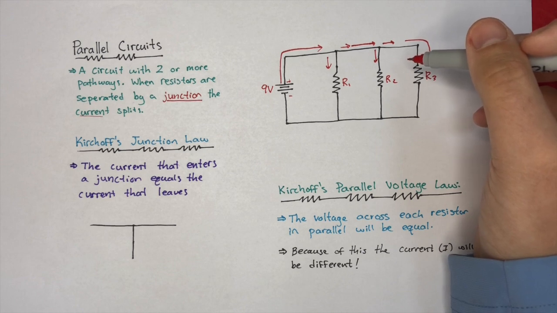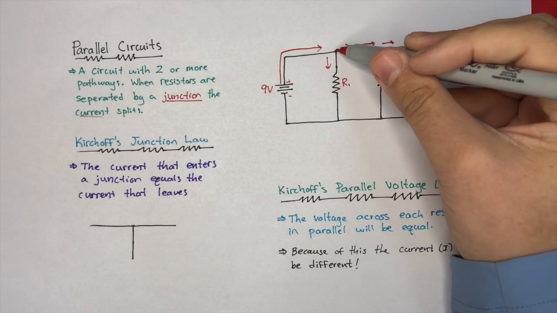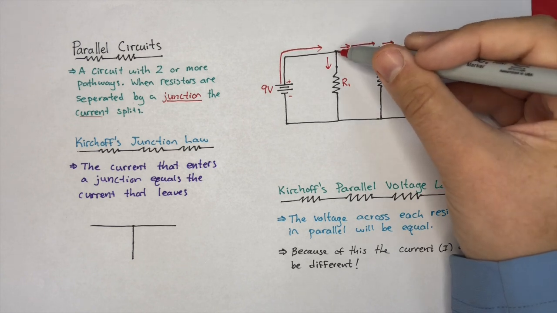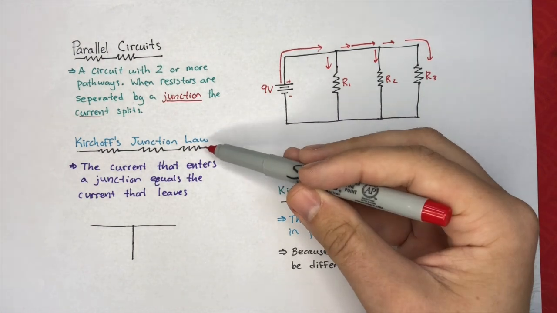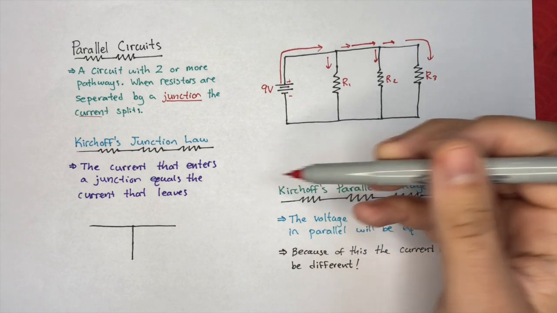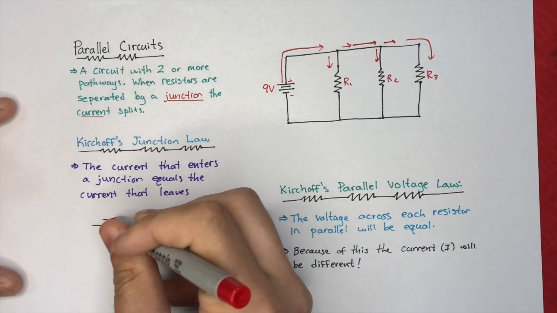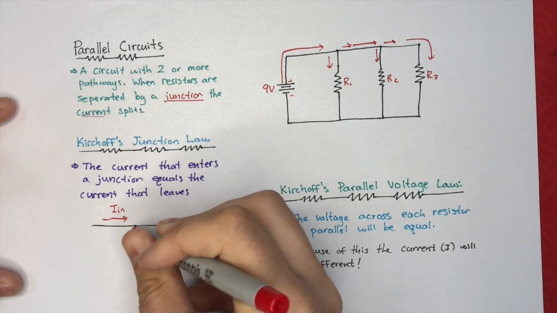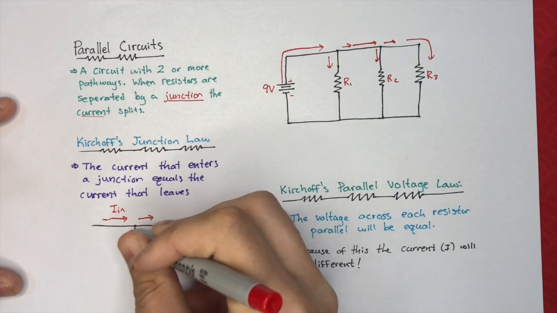This leads us to the idea that the amount of charge that enters this junction must be equal to the amount of charge that exits the junction. You can't have charge just sitting around here at this bend. This is what Kirchhoff's junction law states. The current that enters a junction equals the current that leaves. So if we have some current and it enters into this junction here, we can call that current in. It's going to be equal to the current that leaves.